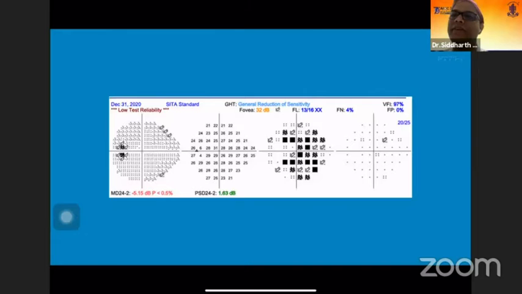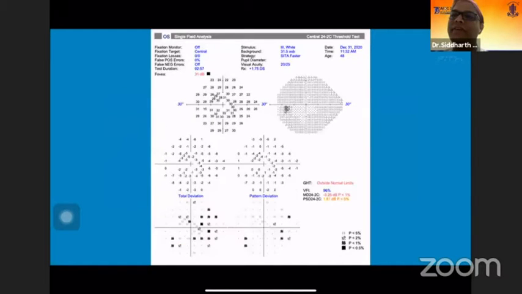What you see here, though it is a little unreliable, the pattern deviation plot does not show any defects. This was quite repeatable, and even when we had a reliable field, there was no defect on the 24-2. This is the 24-2C pattern, which has 10 additional points. If you see this C here, these are the additional 10 points on the 24-2C program. These are the points typically missed by the traditional 24-2 program, and they are supposed to catch glaucoma early. However, even this seems to be quite normal.